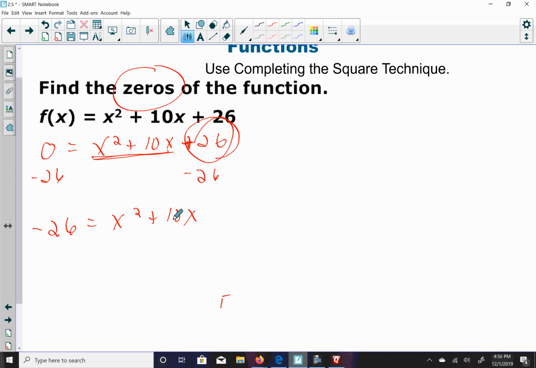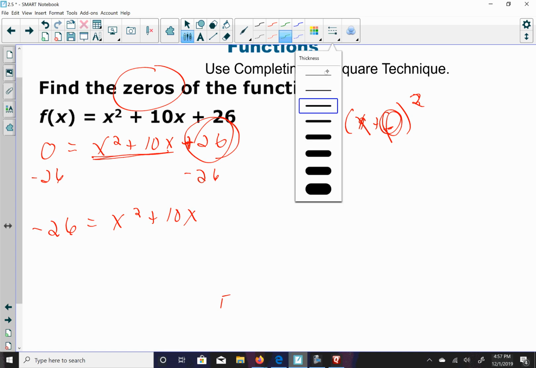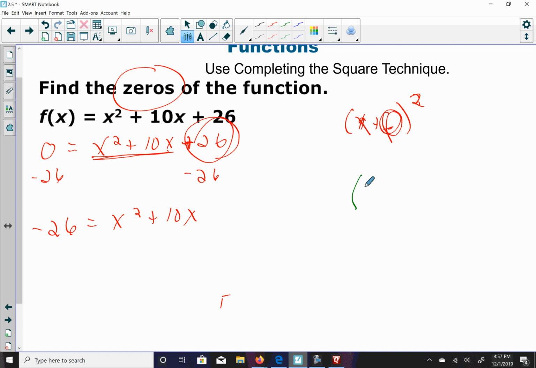To complete the square, what I'm trying to do is make it a perfect x plus some number squared. So I have to figure out what number I'm going to put here. In order to do that, I take the middle term, which in this case is 10x. I look at the coefficient, which is 10. I take 10 and I divide it by 2. That 10 comes from here. 10 divided by 2 is 5.